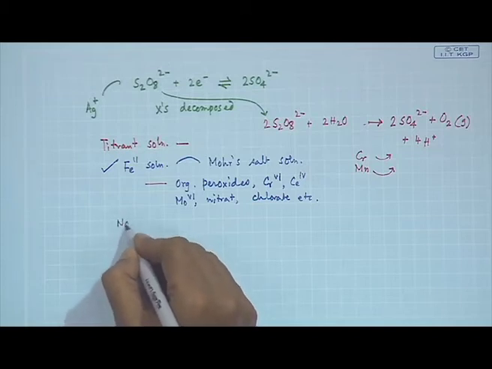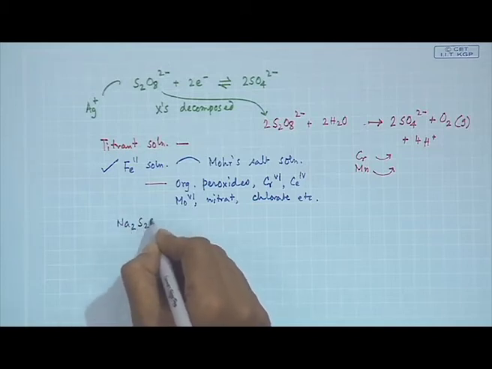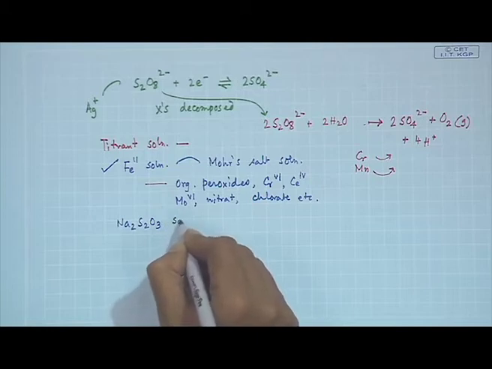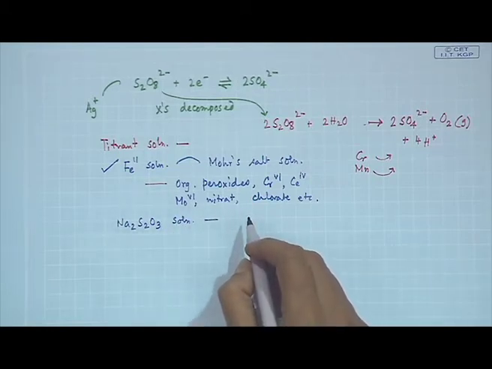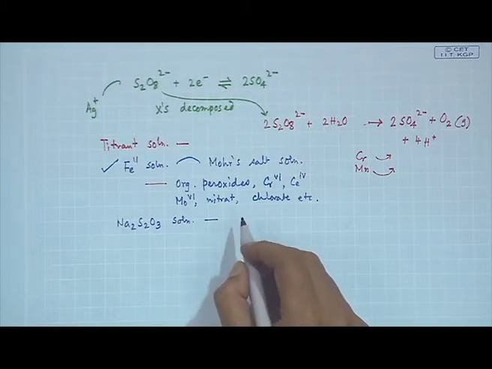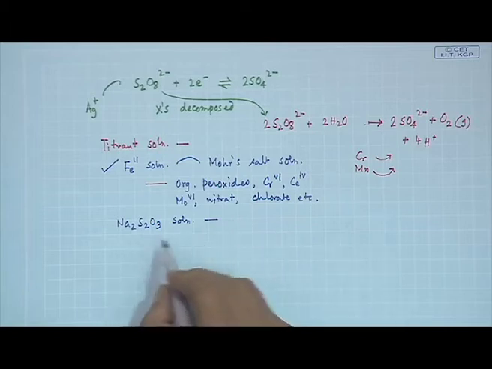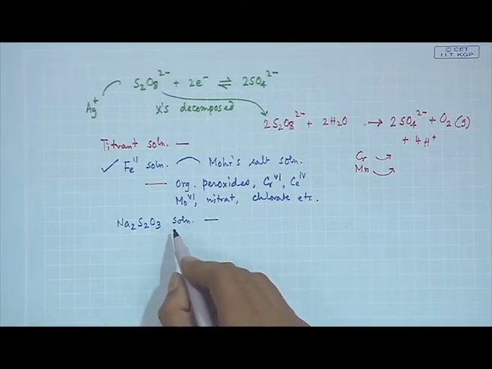Then sodium thiosulfate solution, Na2S2O3 solution, which is not a standard solution, you have to standardize it. So, that sodium thiosulfate solution can be useful for the other oxidizing agents. So, this sodium thiosulfate is the reducing agent.